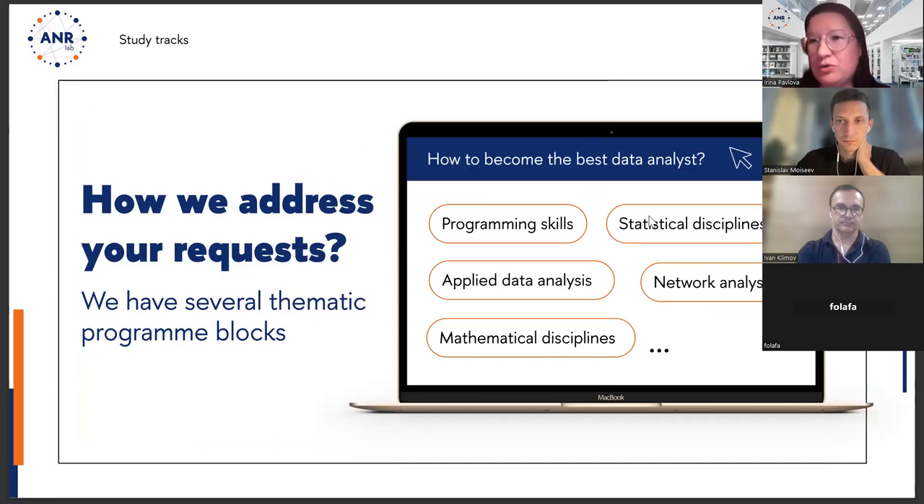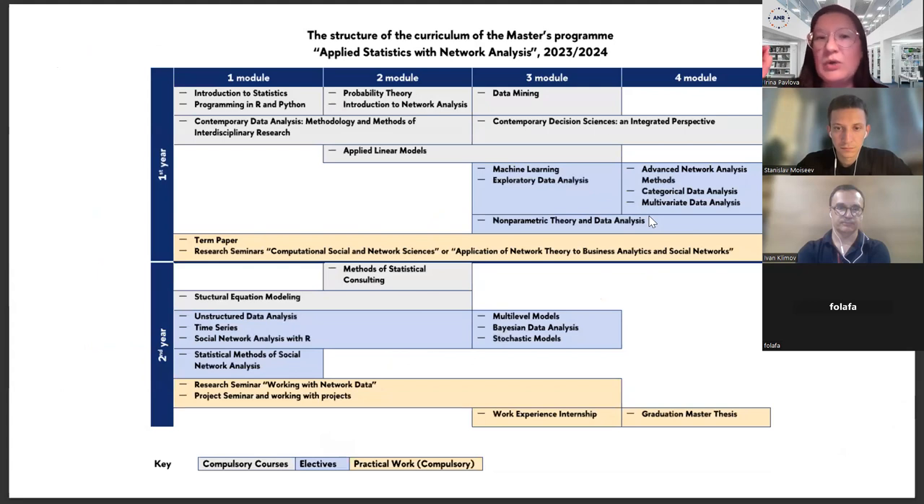So we have different requests, and as a master program, we try to address them differently, to develop the skills to become a data analyst. Or, for the topic of our meeting today, we can talk about statistical consulting, right? We work with different statistical methodologies, programming skills, network analysis, math disciplines, applied data analysis, so different colors and shapes.